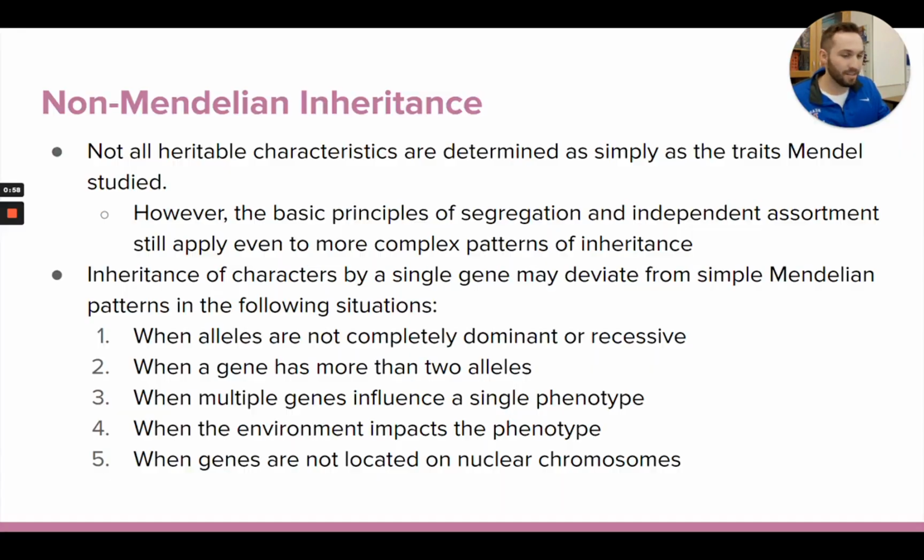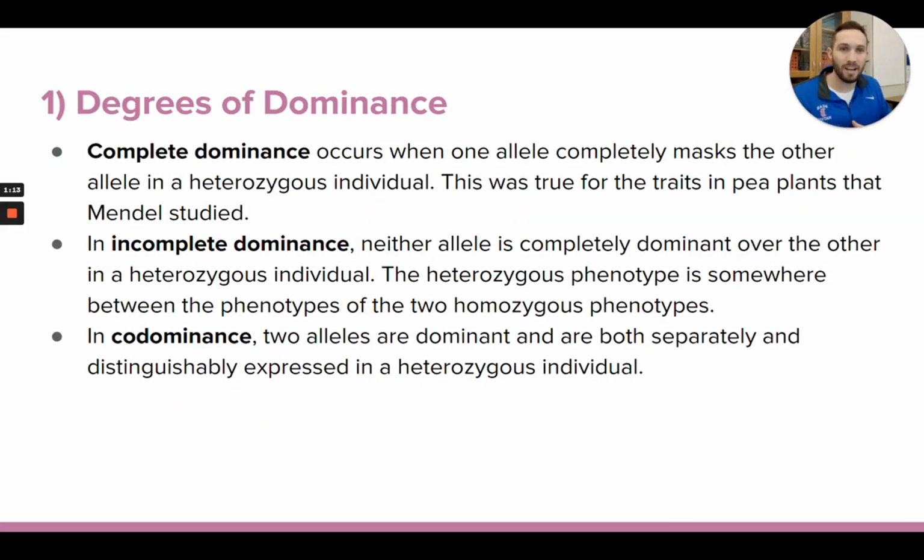And so in these notes, there's basically five things in this topic that we're going to talk about that are a little bit different than what Mendel originally came up with. The first thing is the fact that there are different degrees of dominance that occur sometimes for specific genes.